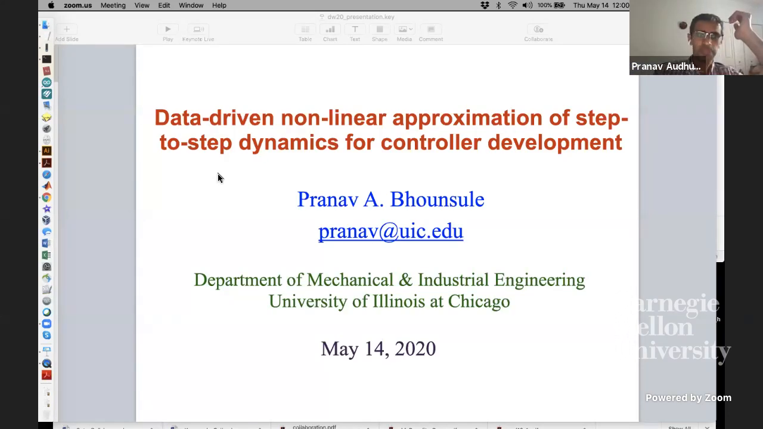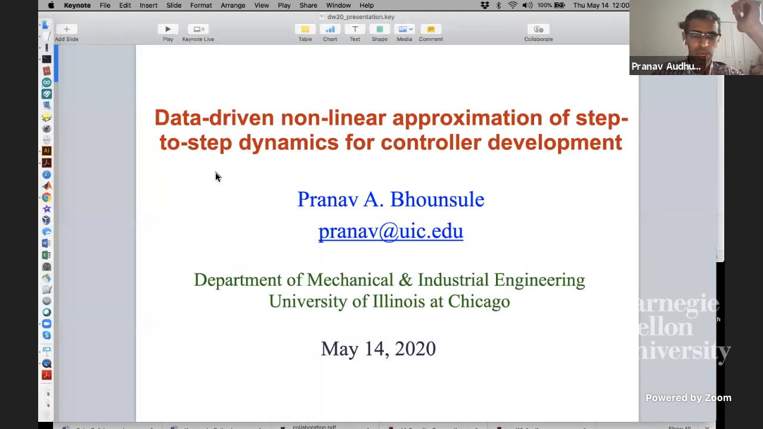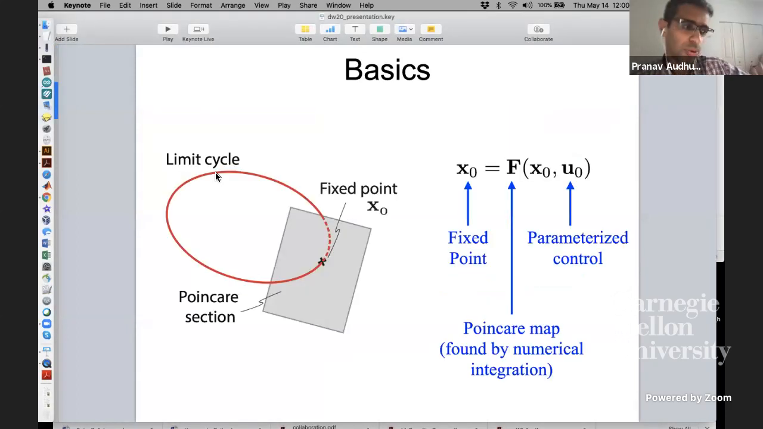Okay. So this is preliminary work, and I would like to get your feedback on my talk and in general the ideas. So I'm going to start off with some basics on dynamic walking or locomotion, and this is only for newcomers. When we think of robots with point feet, we can't control them instantaneously, but we can control them over a time scale of a step.